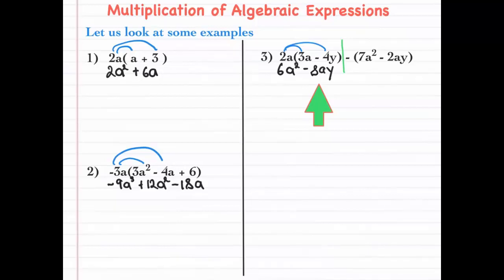And there we go. So we also check to see if there was division there. There wasn't. So multiplication, yes there is. There's brackets with a sign against the bracket. So that sign has to be multiplied in. So a minus times 7a squared will give me just minus 7a squared. And then the minus times the minus 2ay will give me plus 2ay.